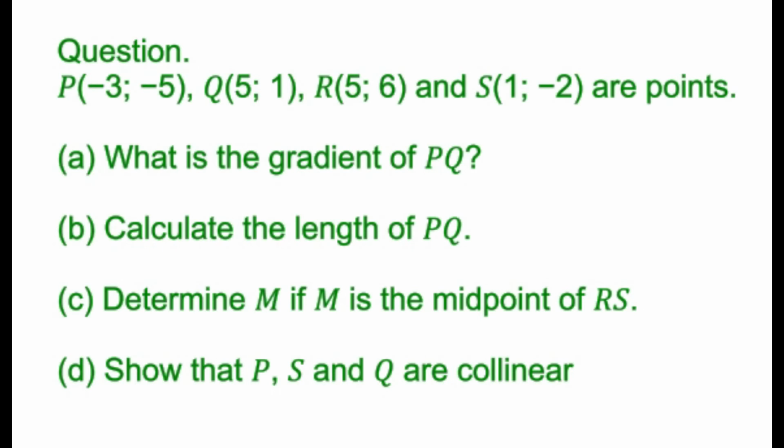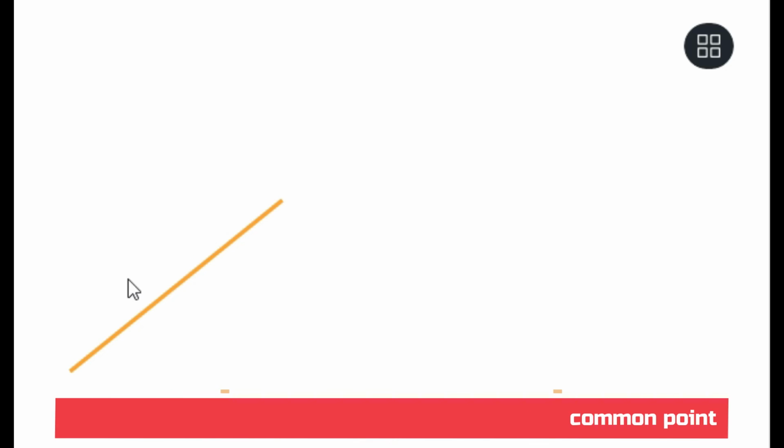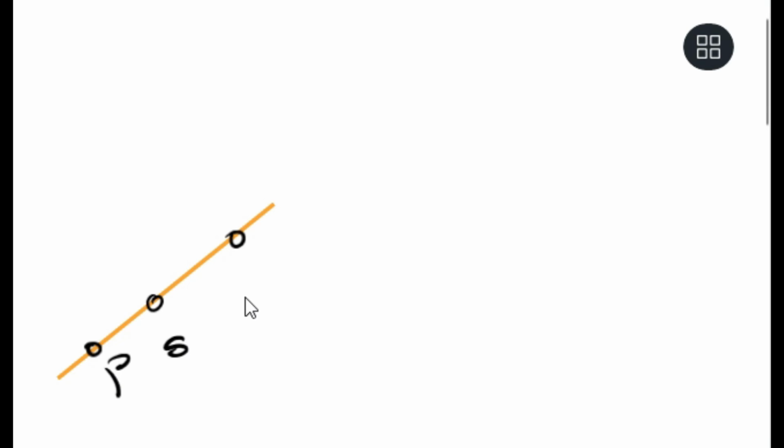And the final question here asks us to show that P, S, and Q are collinear. Now, what does collinear mean? Collinear means that P, S, and Q are points on a line. So it means that if you have a straight line that looks like this, P, S, and Q are on the same line.